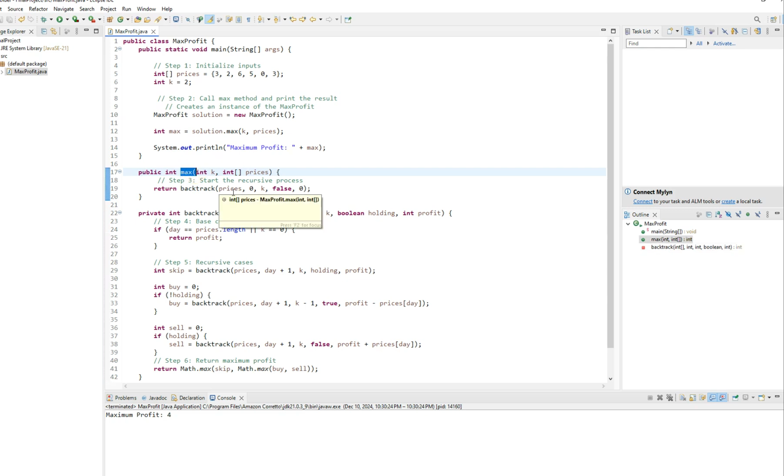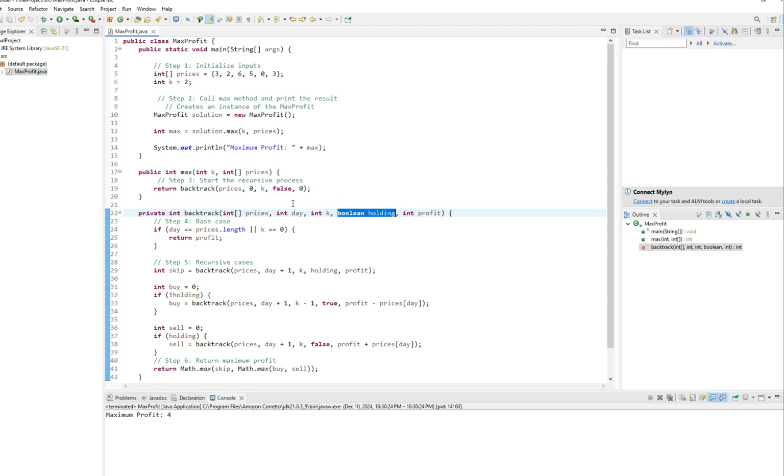So, we pass the price, the first day, and the number of transactions. The first day we are not holding, so false. And we don't have any money at first, or we haven't bought any asset or stock on the first day. Then the third piece here, we declared the backtrack function.